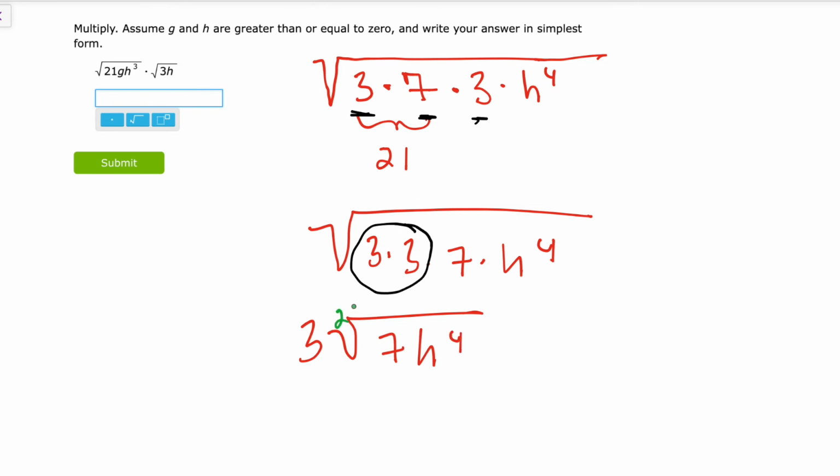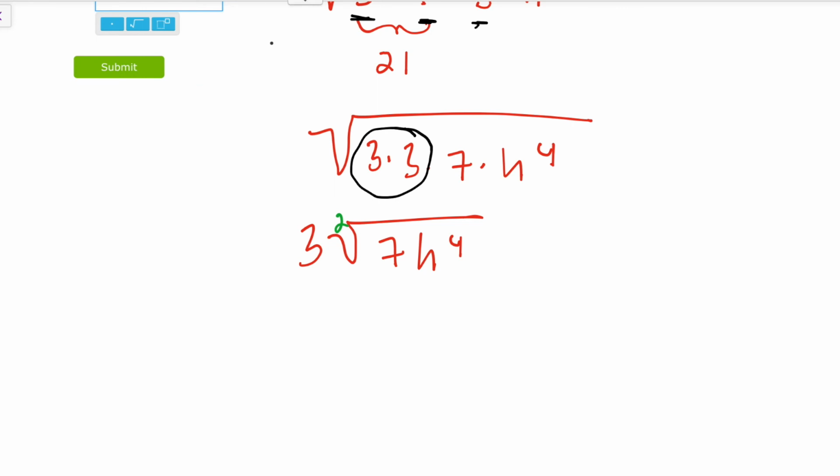Okay, so now what do we do? This is when you do 4 divided by 2. So it's just 2, so you can take it out. We have h to the 4th over 2, and that becomes h squared with no remainders. So that just becomes h squared right out. If we had a remainder, then it'd be h to whatever that remainder is inside the root. So we have 3h squared root 7. We good?